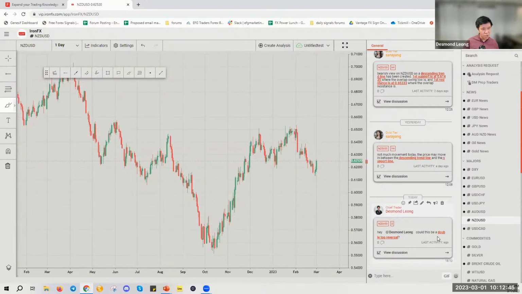And I can much more easily diagnose your trading strategy for you, versus what people do on Telegram. They just send screenshots and stuff, and it's very, very messy.